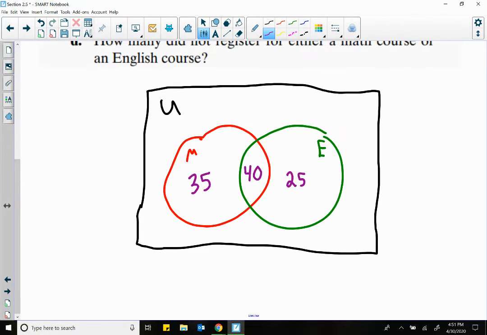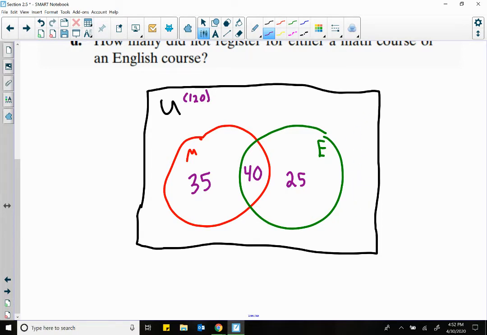Now, down here, in the universe, it said we had 120 students we talked to. All right? Again, you can't trust that number. The universe is made up of 120 students. But again, we've already taken care of some of them. So out here is not 120, but 120 minus 35 minus 40 minus 25. That's how many students are going to be left out here, because not everybody signs up for math and English. Okay? So these are the students that are going to exist out here.